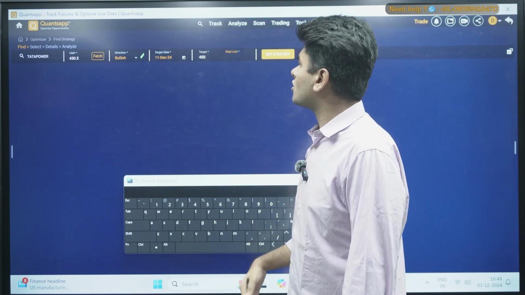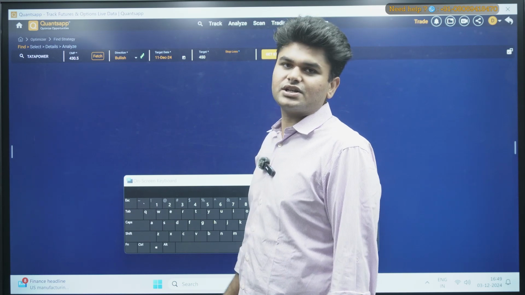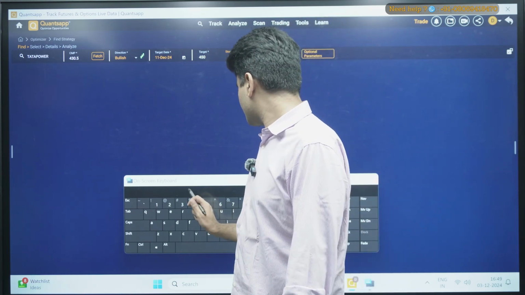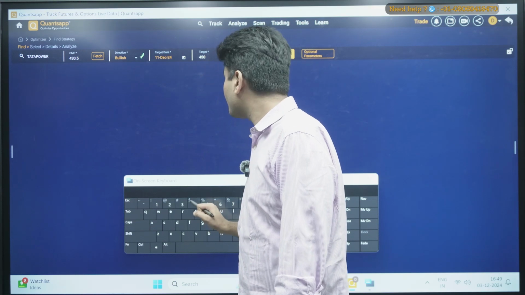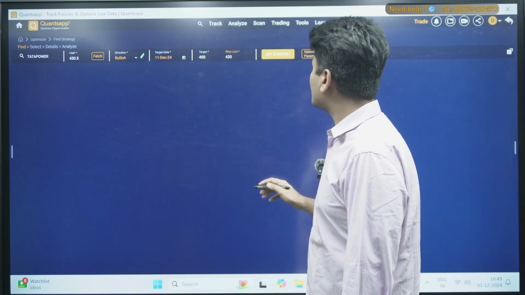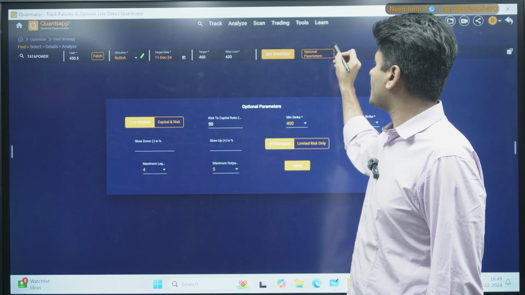Again, when we talk about stop loss, we are having 20 points as a target. So let's just take it as 1:2 and we'll put 10 as a stop loss, so 420 as a stop loss. Now there are some other parameters which you need to see, optional parameters.